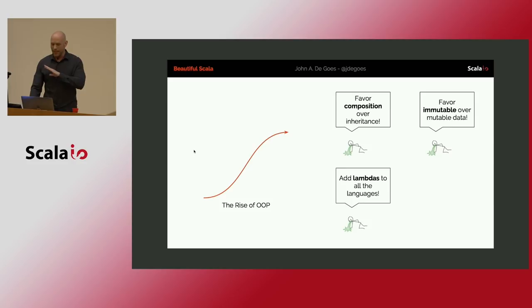And then they started adding lambdas to all their object-oriented programming languages. They even brought parametric polymorphism into their object-oriented programming languages and called it generics. And today, the number one programming language in the world is actually not an object-oriented programming language.